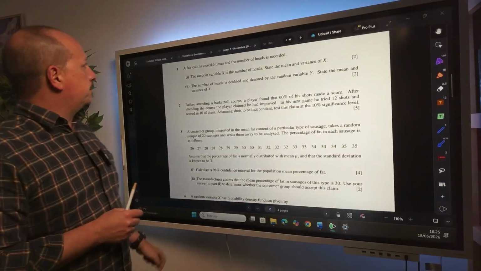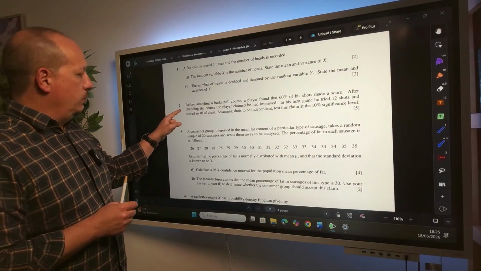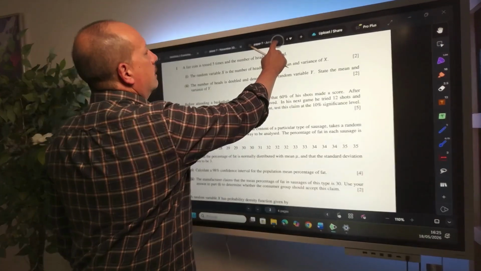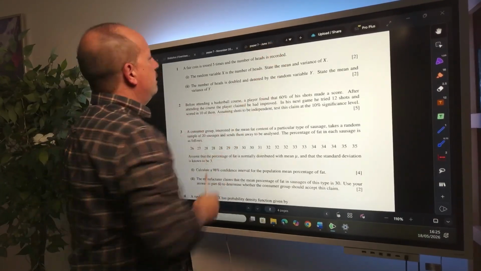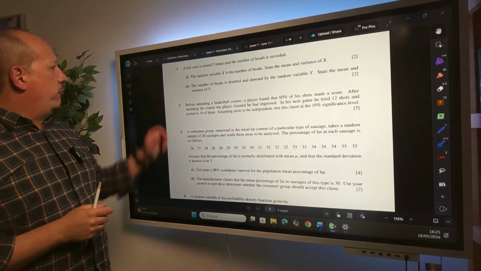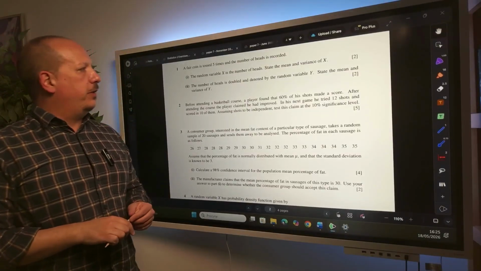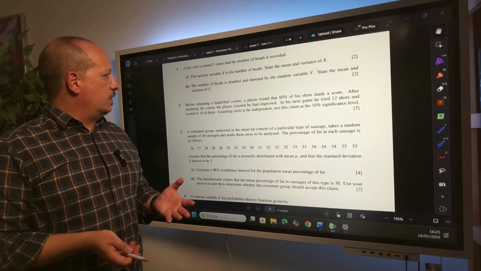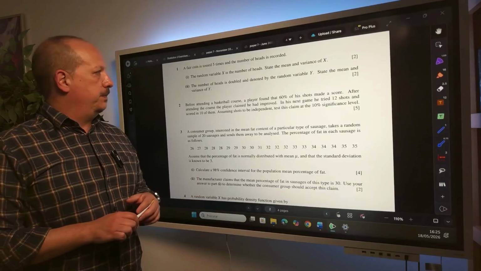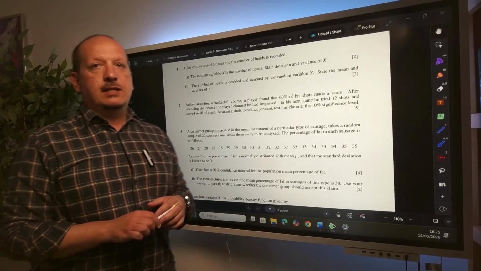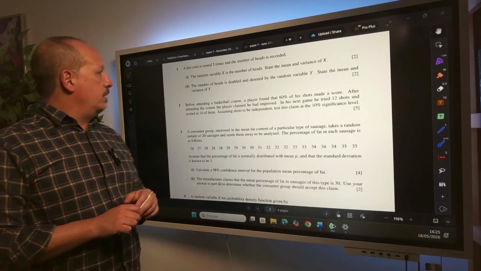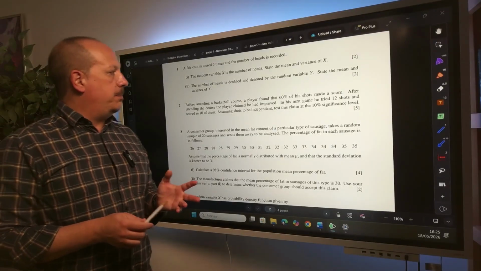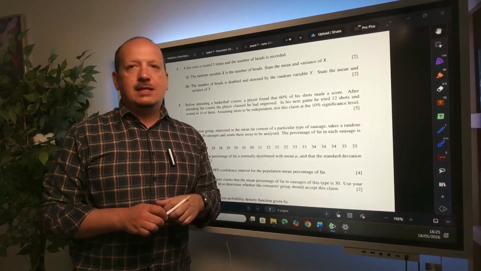This is question 2. It's also paper 7, June 2003. Before attending a basketball course, a player found that 60% of his shots made the score. After attending the course, the player claimed he had improved. In his next game, he tried 12 shots and scored in 10 of them. Assuming shots to be independent, test his claim at a 10% significance level.